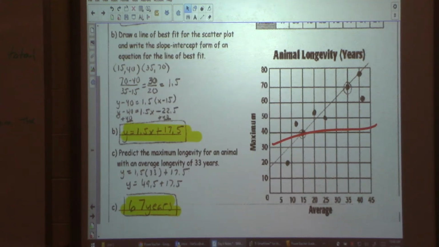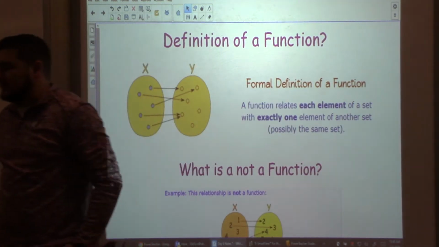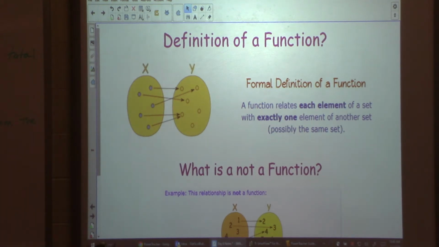So, today we're talking about evaluating functions, something that should be reviewed for the most part. Right? So first and foremost, the formal definition for a function. Those fill in the blanks at the top of your paper. A function relates each element of a set with exactly one element of another set.